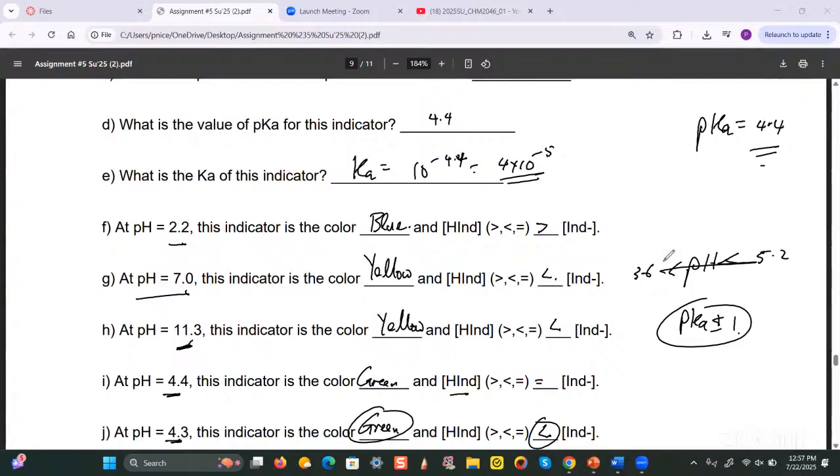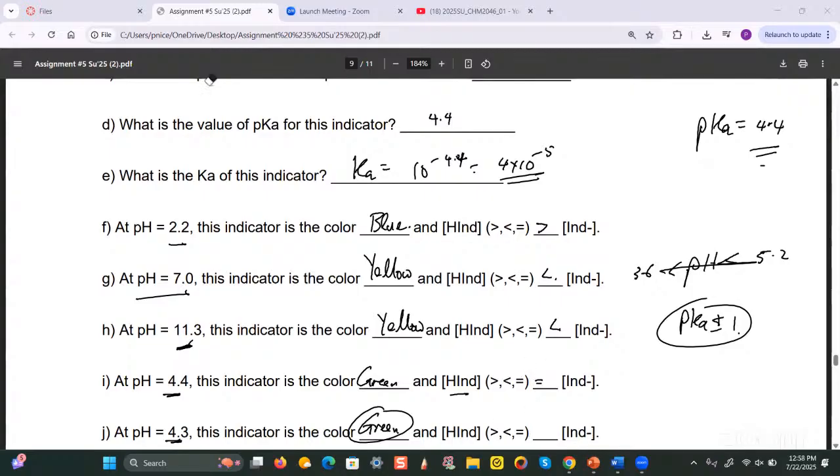Since the pH is less than the pKa, wouldn't it be that HIn is greater than In minus? Oh, yes, you're right. It's going to be greater. Thank you.